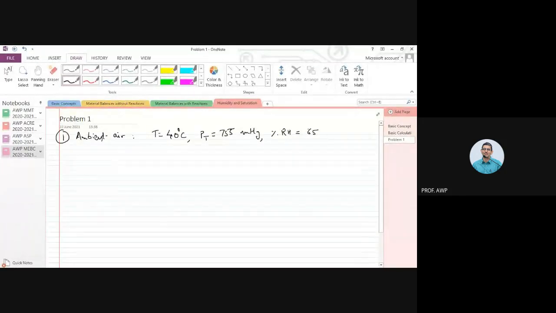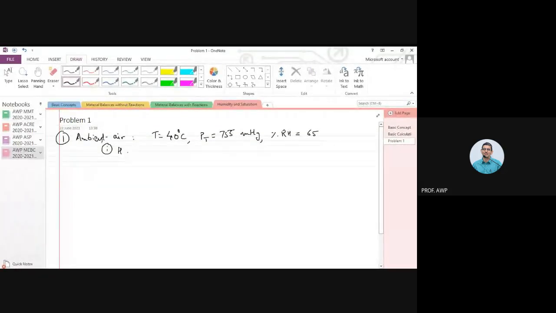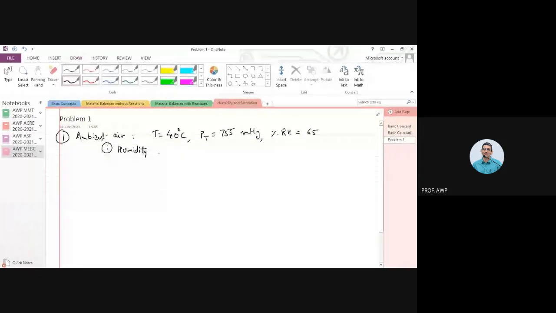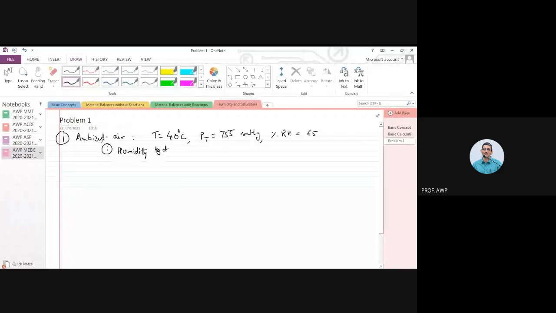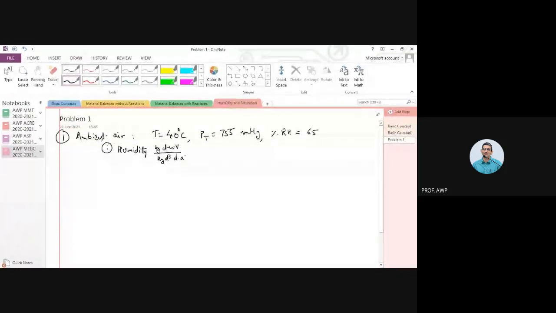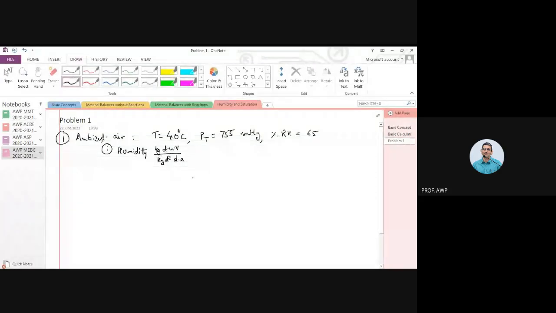Okay. I want you to calculate a couple of things. One, I would like you to calculate what is the humidity in kgs of water vapor per kg of dry air. That is the first thing I would like you to calculate.